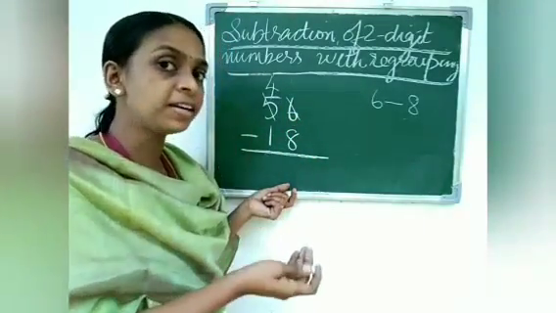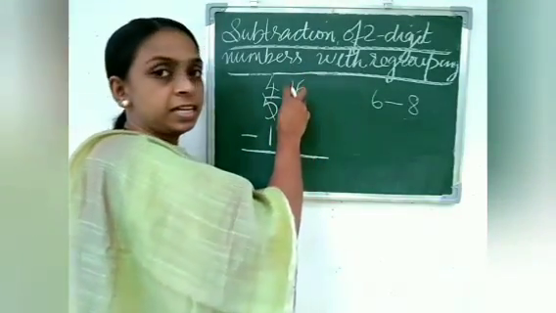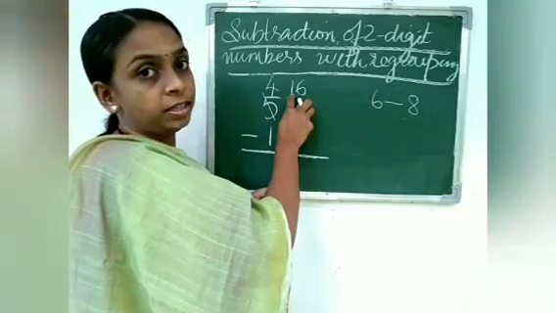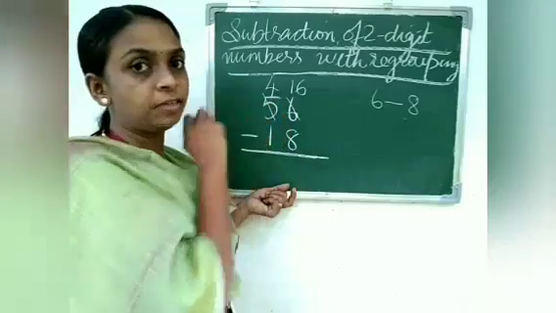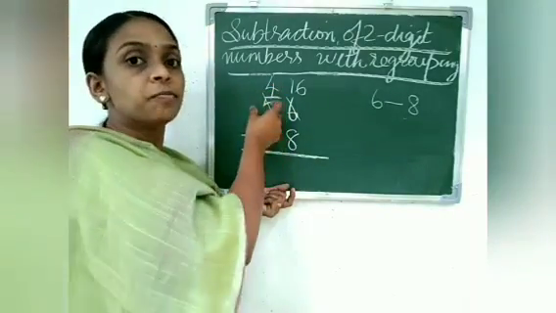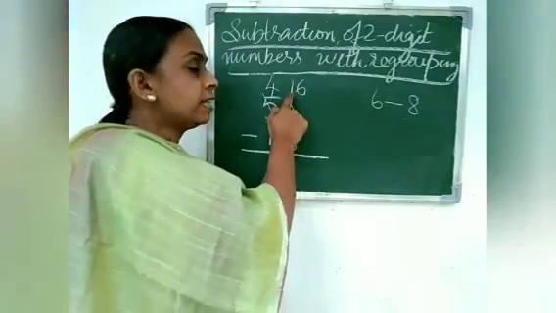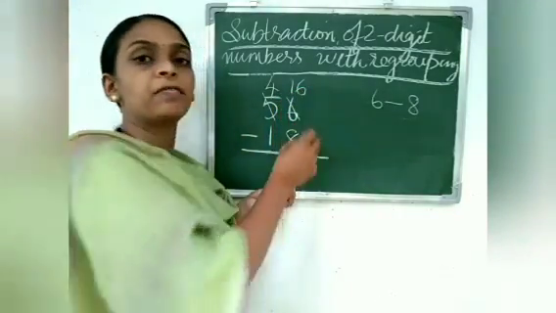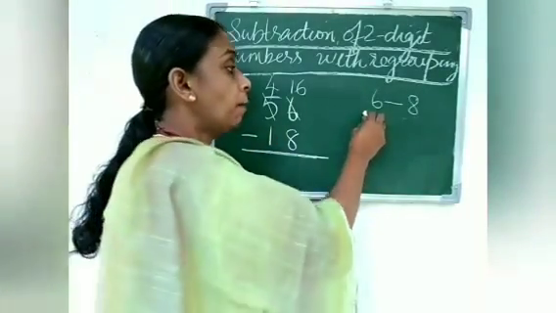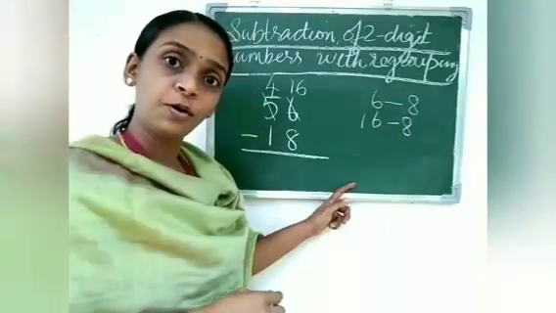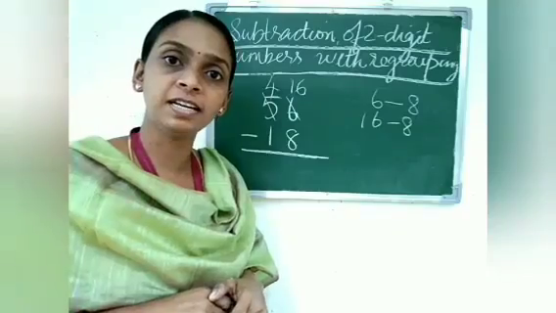We are taking 1 ten from that 5. So this 6 will become 16. That is, the number 1 we will write in front of the 6, because we are taking 1 ten from that 5. So the 6 will become 16. Now we are able to subtract 8 from 16.